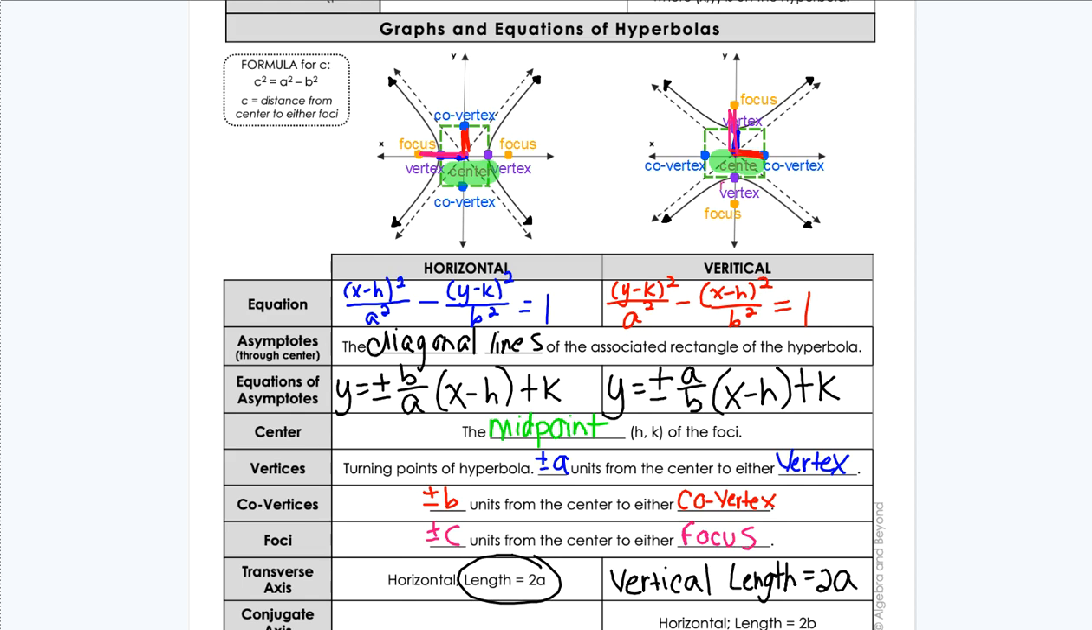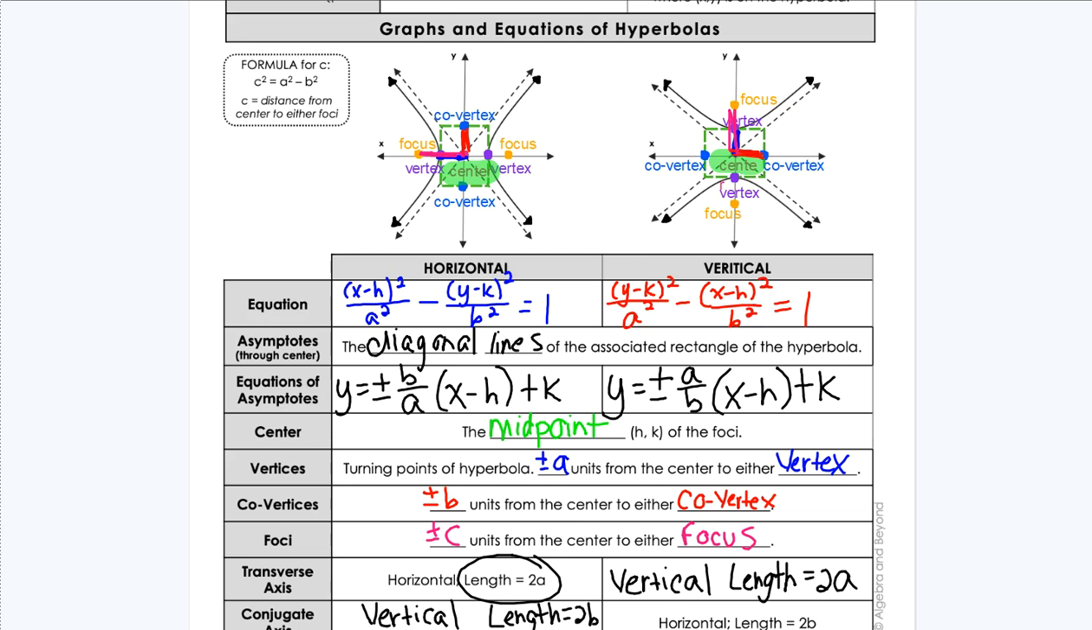All right, and then finally we have what's called a conjugate axis. That would be going the opposite direction, which means in a horizontal hyperbola, it is a vertical axis, going up and down, and its length is 2b, which means it is the distance between the two co-vertices. In a vertical hyperbola, that's going to flip, it's going to go horizontal between the two co-vertices, and that means the distance is 2b.